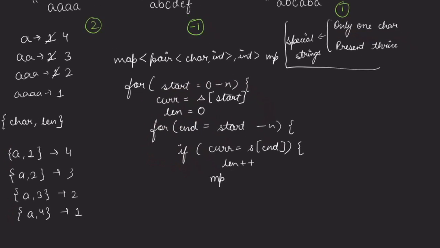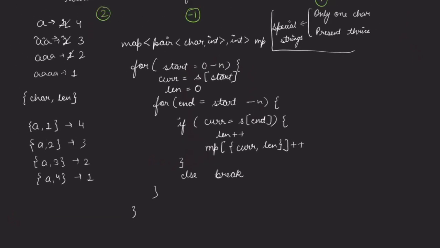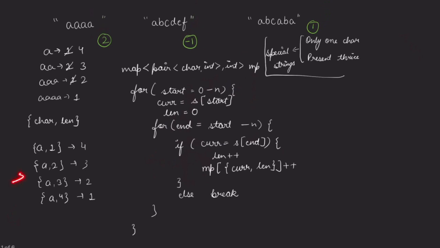And in the map we will update the character, length, and we will increment it by 1, right? Else we will break out of our loop, because now we won't be able to get valid substrings, right? So with this, we will be able to update our map. Now, as I told you, we will iterate inside this map.